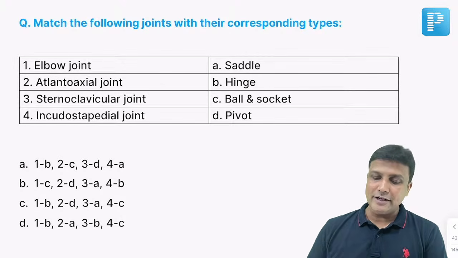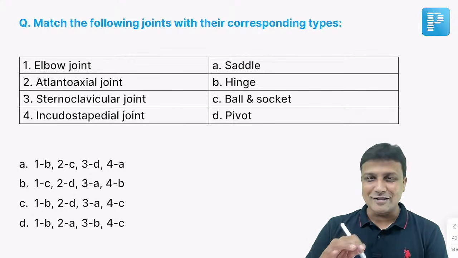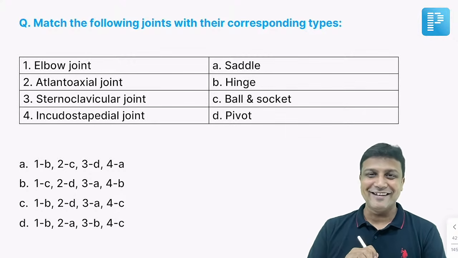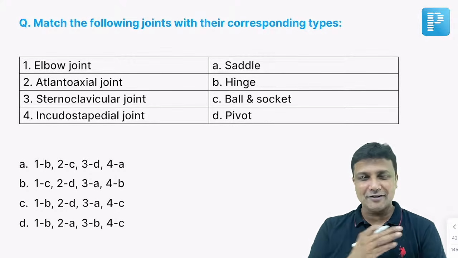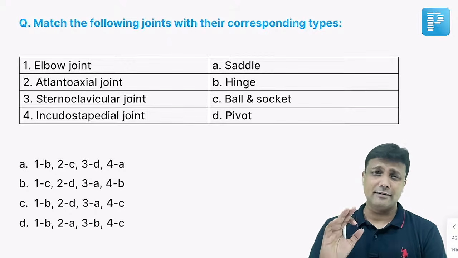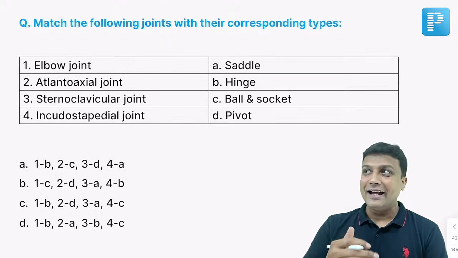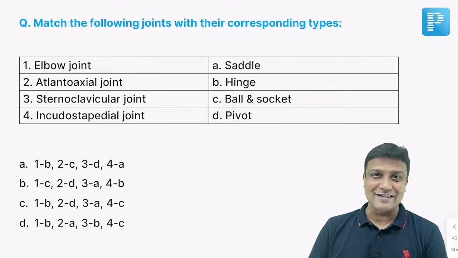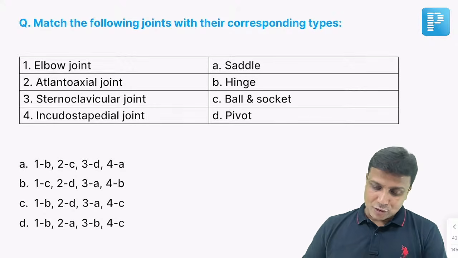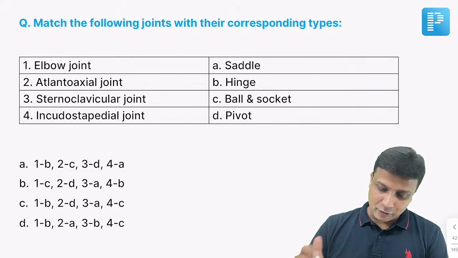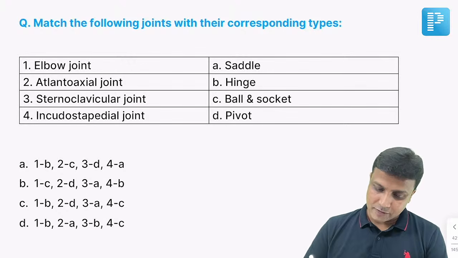Match the following joints with their corresponding type. Let's balance our discussion a little. We have done an extensive concept. Now about the joints. Of course, all the time there will be one question coming from the joints in your exams. So the elbow joint, of course, is an example of a hinge joint. So one matches with B.